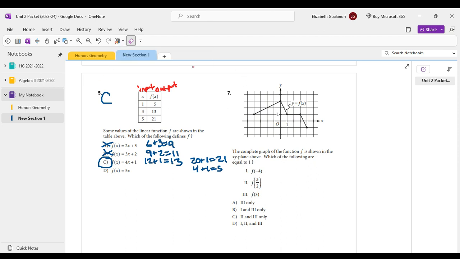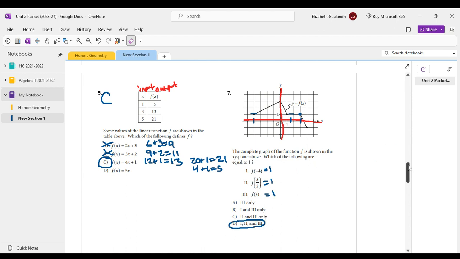Number 7 over here, the complete graph of the function is shown in the xy plane, which of the following are equal to 1. So making sure we understand that this is my x-axis down here and this is my y-axis. So I'm trying to figure out which of these are equal to 1. So f of -4 means if the input is -4, so input of -4 would be over here. What is the output? And the output is at 1. So this is equal to 1. f of 3/2, so 3/2 is 1.5, so my input is 1.5, my output in that case is also 1, so that one is equal to 1. And f of 3, the input 1, 2, 3 is right here, my output in that case is also at 1. So my answer to this one is D.